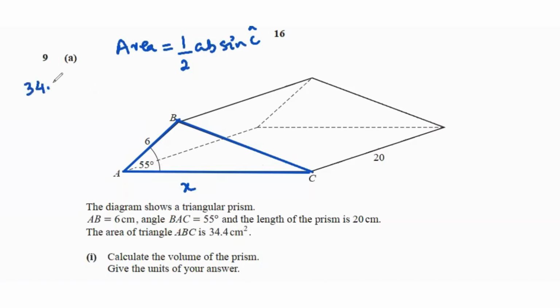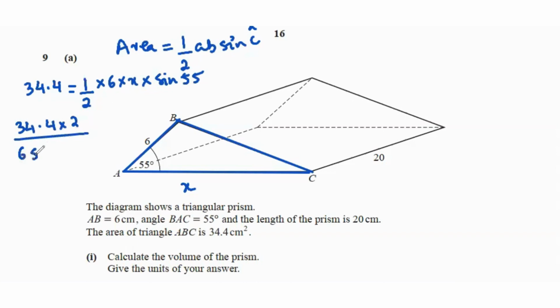So 34.4 equals 1 over 2 times 6 times x times sine of 55. When we solve that, we do 34.4 times 2 over 6 times sine of 55. When you plug it in the calculator, you would get 13.9 centimeters, and we round it to the nearest centimeter, that's 14.